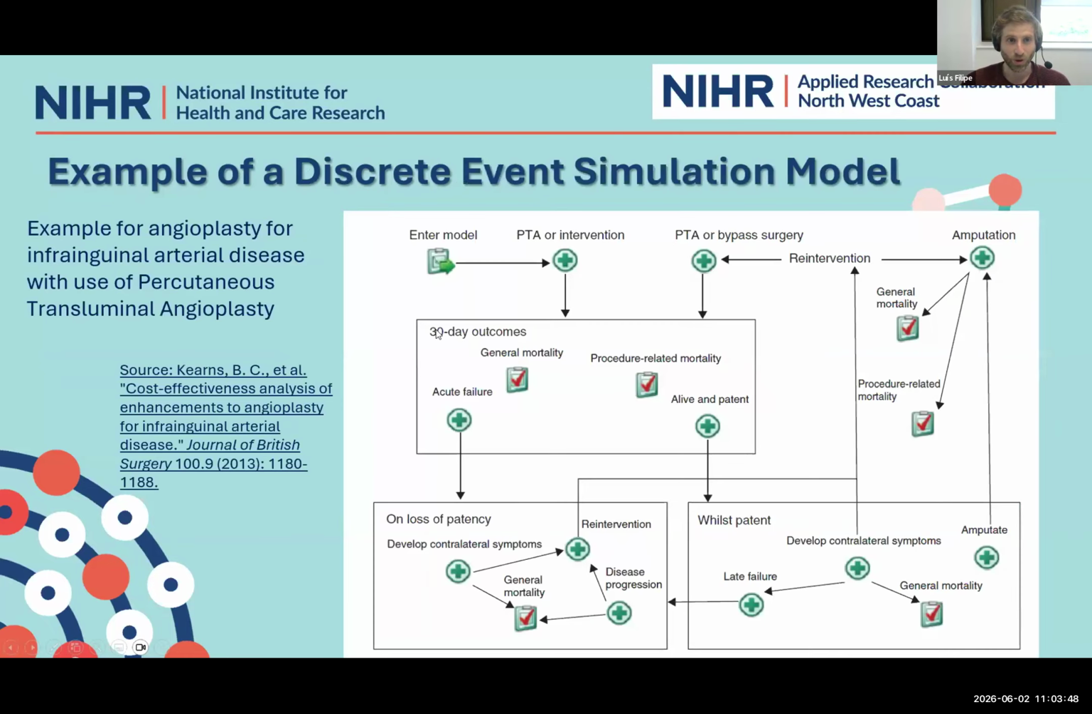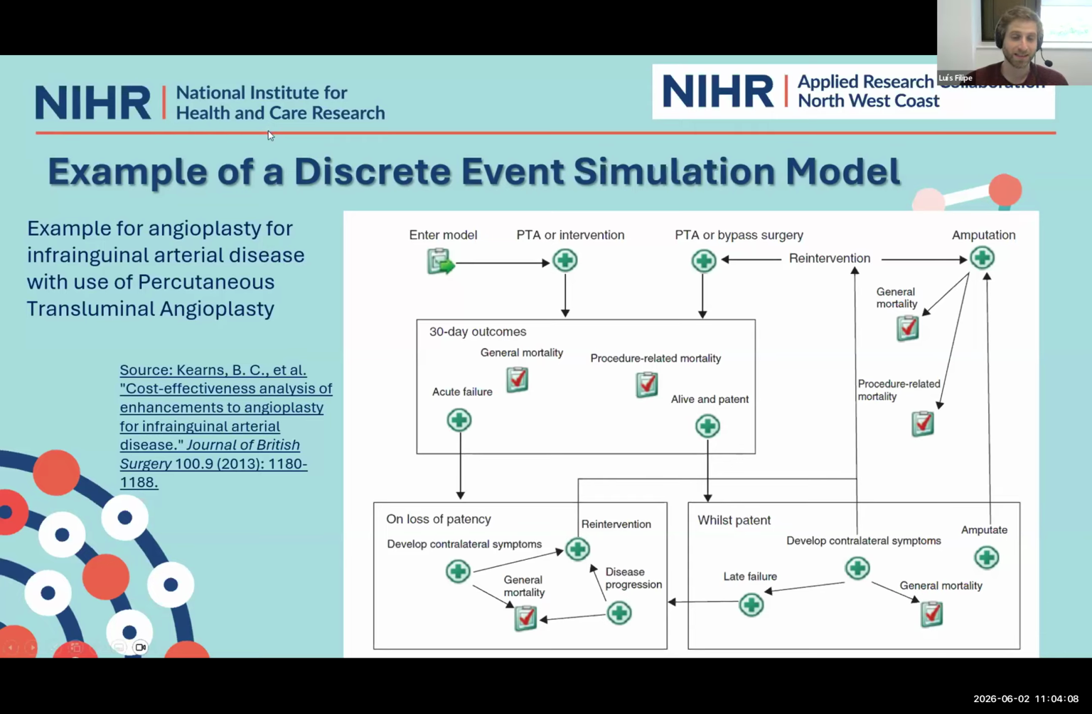So, okay, this is a Markov model. Very, very quickly, I'm just going to give you an example of a discrete event simulation. I'm not going to show you a micro simulation model, but it's similar. It's just that in the discrete event simulation, people care about potential bottlenecks and resource allocation, but the idea is simple.